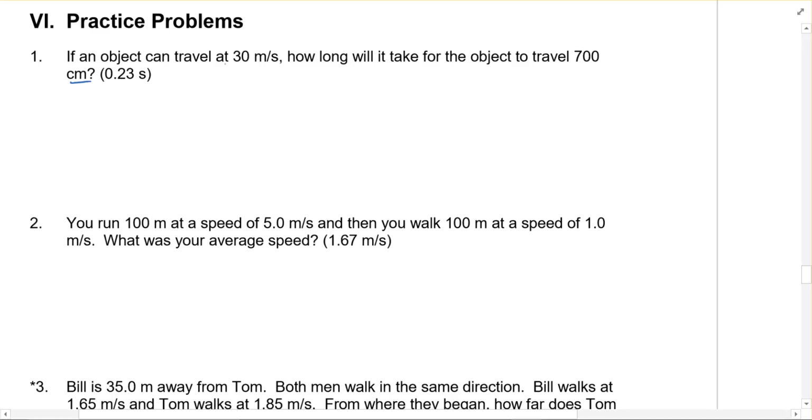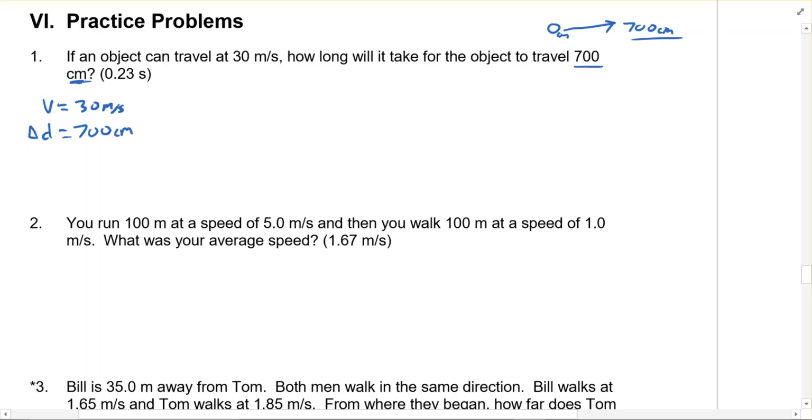Okay, so what I'm going to do is write down what I know. So I know V is 30 meters per second. I know that D, and really this is going to be change in D, right? We didn't really talk about this much, but it's going to travel 700 centimeters. That just means it started from 0 and then went to 700 centimeters. So if I go 700 minus 0, it's still 700. So that's why it's still changing in distance. All right, that being said, it's 700 centimeters.